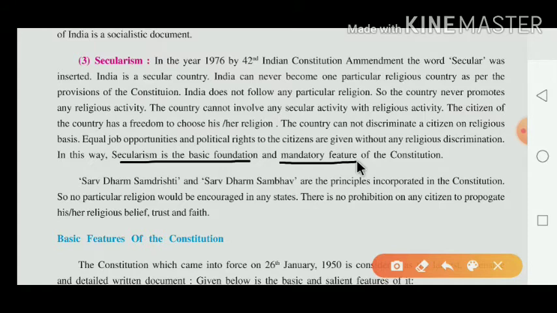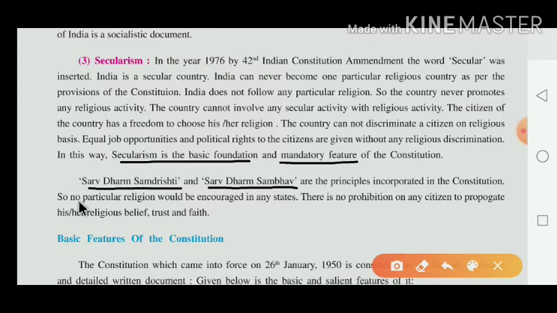So what is the meaning of mandatory? Mandatory means anivarya, and that's why it is a mandatory feature of our Constitution. Sarva dharma samdrishti and sarva dharma sambhav are the principles incorporated in the Constitution. What our Constitution teaches is sarva dharma samdrishti and sarva dharma sambhav, and we already know that our Indian culture says Vasudhaiva Kutumbakam, and that's why our Constitution also includes sarva dharma samdrishti.